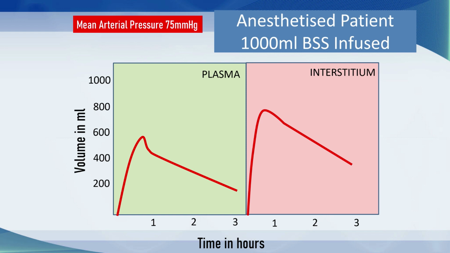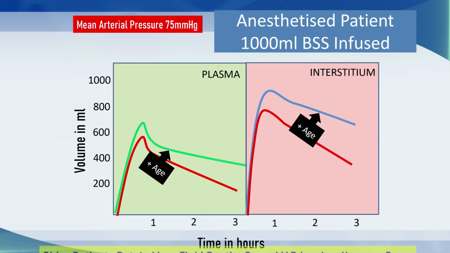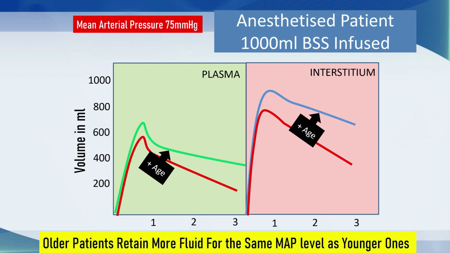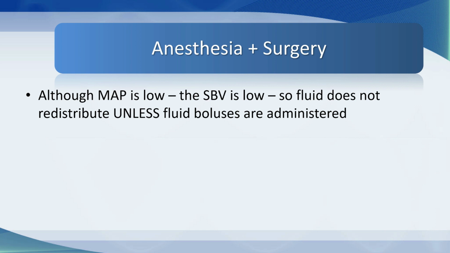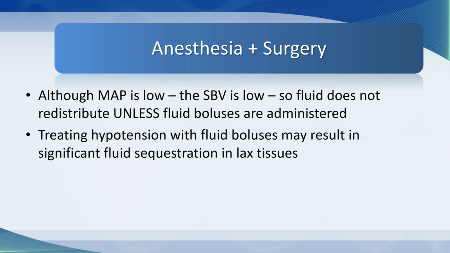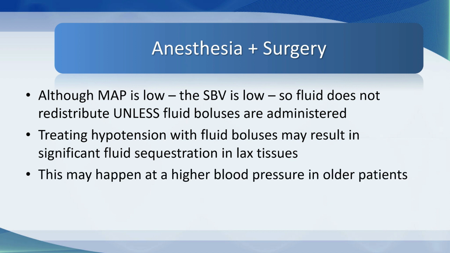Be aware also that older people will retain more fluid. And so the picture that we see here with the patient with what looks like a normal blood pressure actually results in this curve here. The patient who is older will retain more fluid than the same MAP level for a younger patient. So although the MAP is low, the stress blood volume is low, so fluid does not redistribute unless fluid boluses are administered. Treating hypotension with fluid boluses may result in significant fluid sequestration in lax tissues, and this happens at a higher blood pressure in older patients.